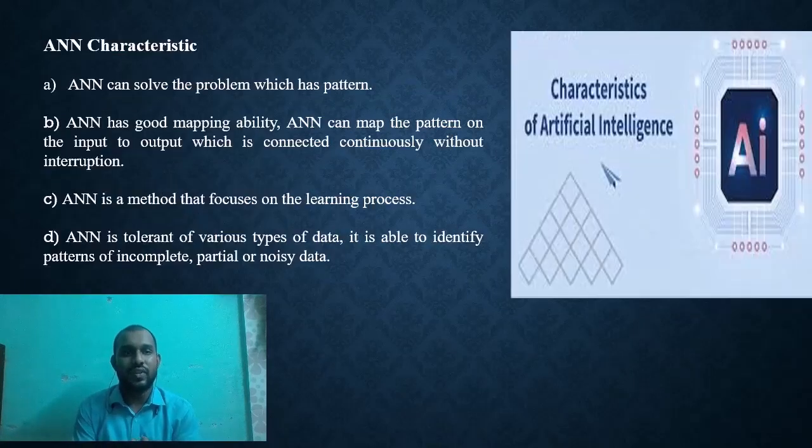The characteristics of ANN. Number one, ANN can solve problems which have patterns. Number two, ANN has good mapping ability. ANN can map the pattern on the input to output, which is connected continuously without interruption. Number three, ANN is a method that focuses on the learning process. Number four, ANN is tolerant of various types of data. It is able to identify patterns of incomplete, partial, or noisy data.